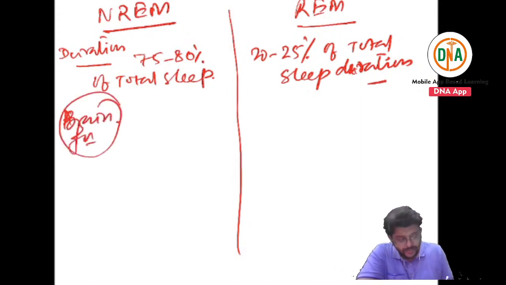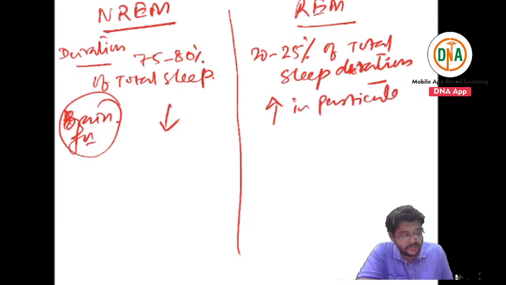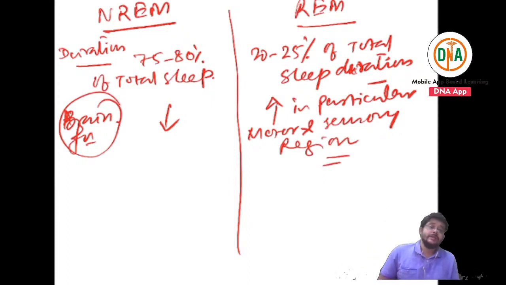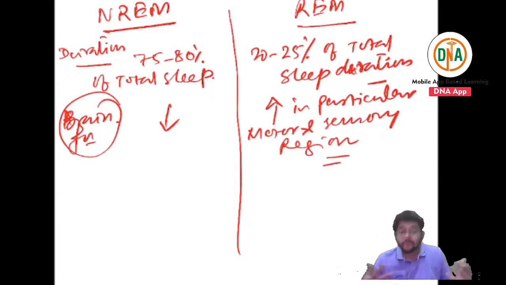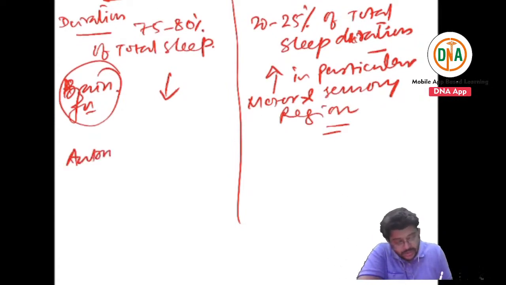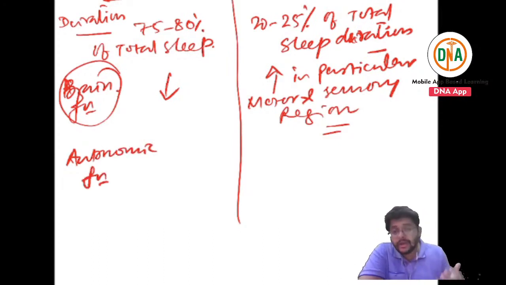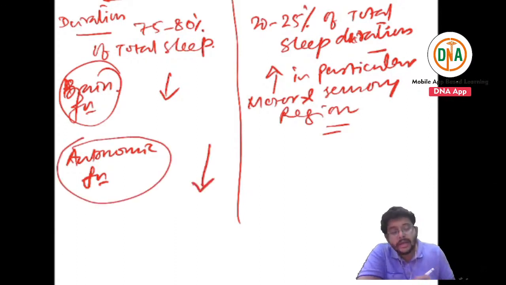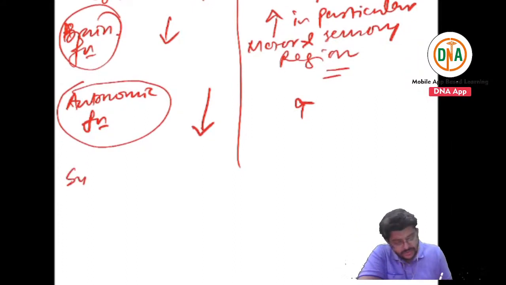Then we are coming to brain function. Brain function is decreased during REM sleep, but brain function increases in particular motor and sensory regions in REM sleep, because of which there is high extraocular muscle activity, eye movement, diaphragm movement, or sexual activity during REM sleep. Now we are coming to autonomic function. What are these autonomic functions? Heart rate, blood pressure, respiration. Autonomic functions are also low in REM sleep, but this can increase in REM sleep. That's the variation. Once again, all this gives us an idea why REM sleep should be called paradoxical sleep.